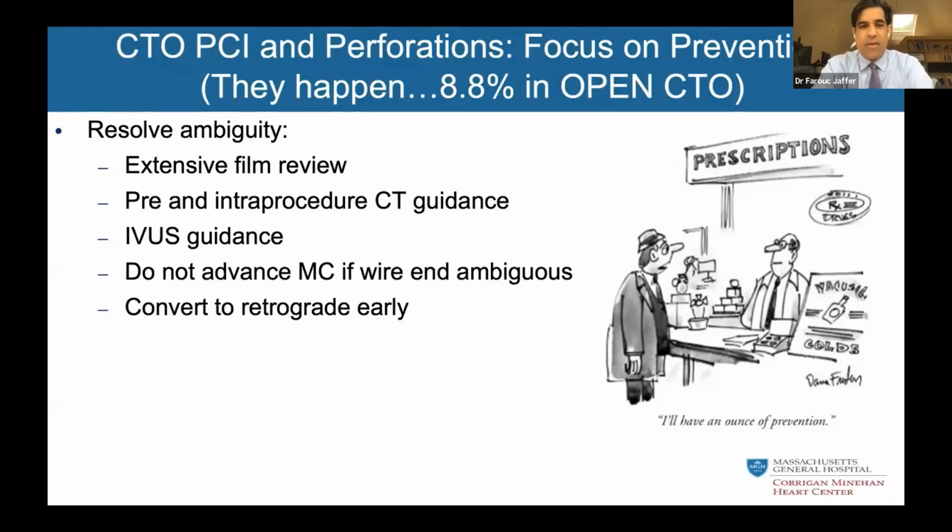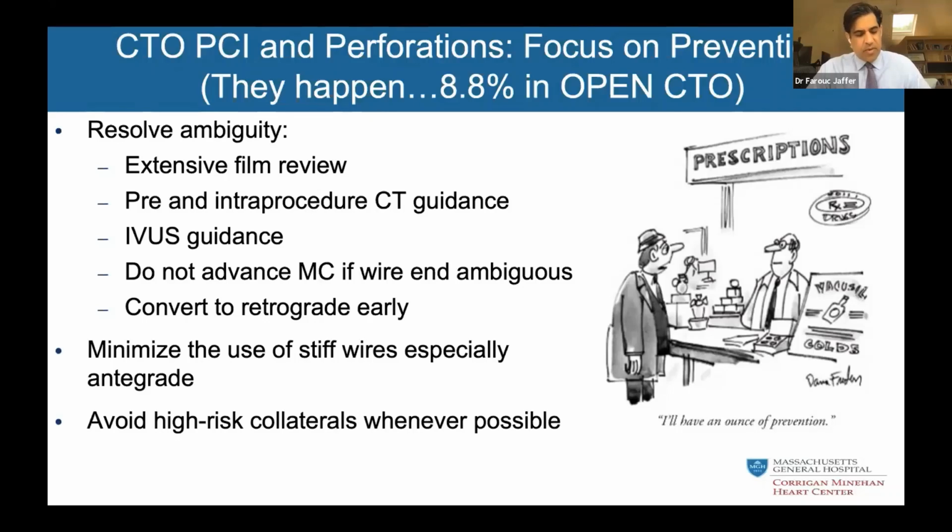It's important to resolve ambiguity and try to prevent this. It's better to resolve ambiguity early, look at the films carefully, look at CT, use IVUS. Do not advance a microcatheter over a wire if the wire is not clearly identified to be in the main architecture. Try to avoid stiff wires whenever possible and convert to retrograde early in these situations rather than pushing forward with stiffer and stiffer wires.